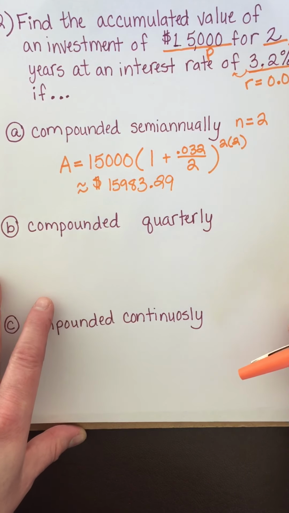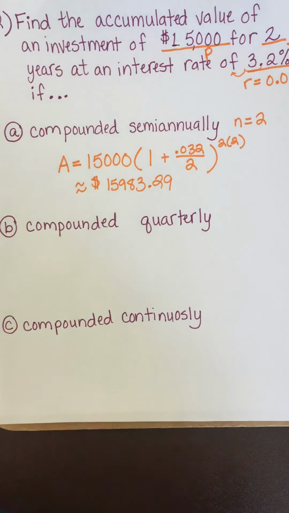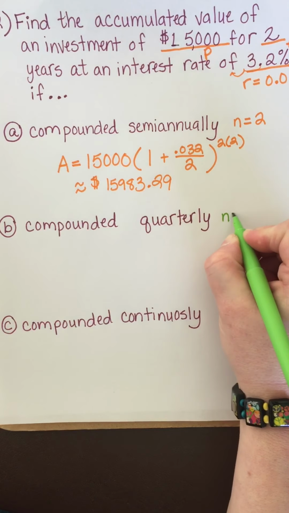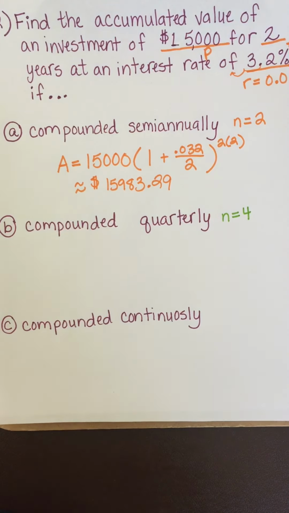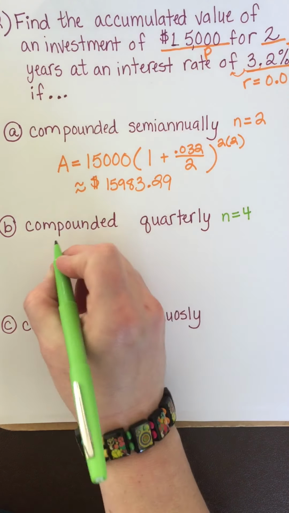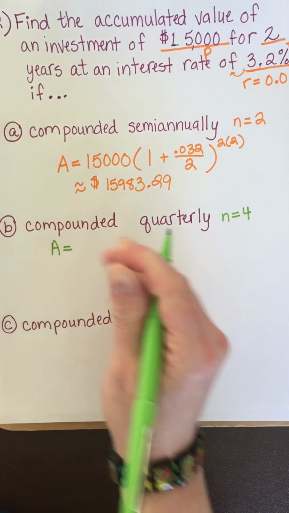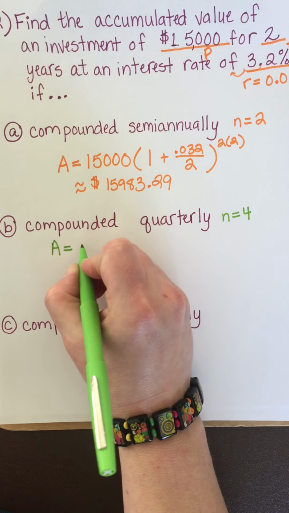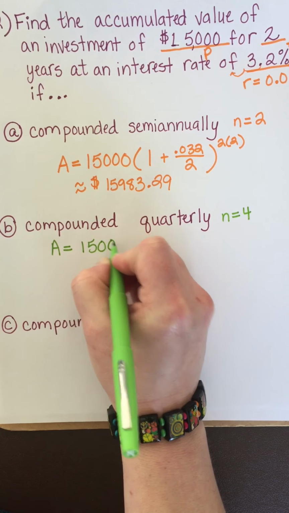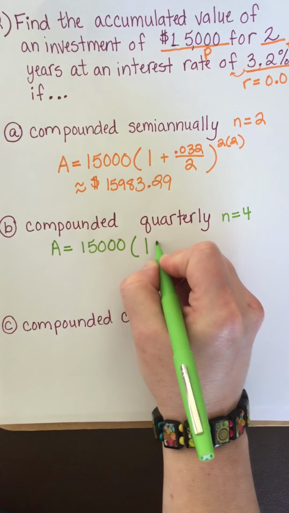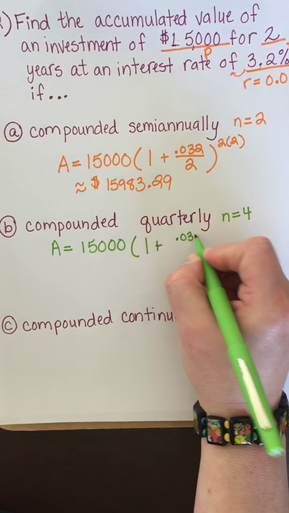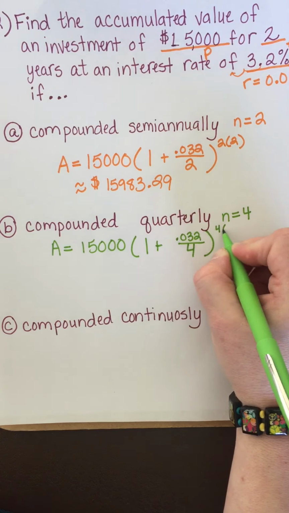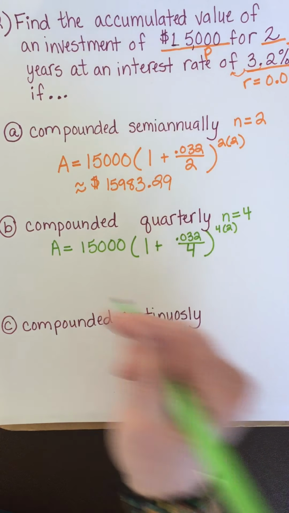For the next one, the interest is compounding quarterly. So we know that instead of twice a year, this means they're paying me interest 4 times a year. So let's plug this into the formula. So A, so exactly the same. The only difference is n is now 4. So 15,000 times 1 plus 0.032 divided by 4 raised to the 4 times 2 for the 2 years.